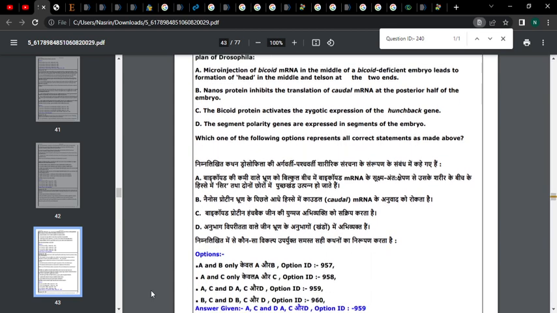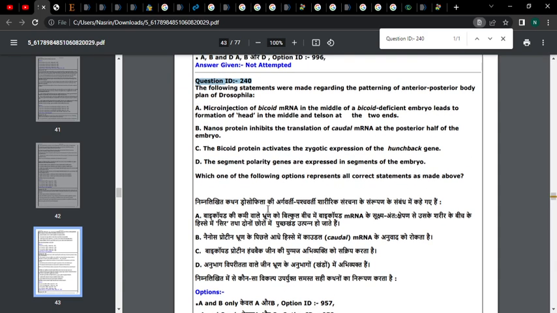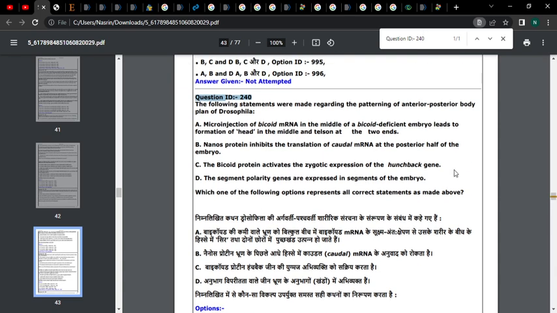And the correct answer that NTA just mentioned is option number 950, that is, option A and option C are correct. But option A is absolutely correct. In the developmental biology Gilbert book itself they mention that when you inject bicoid mRNA in the middle of a bicoid-deficient embryo, it will definitely lead to the formation of head in the middle and telson at the ends of the embryo. This option is absolutely correct.